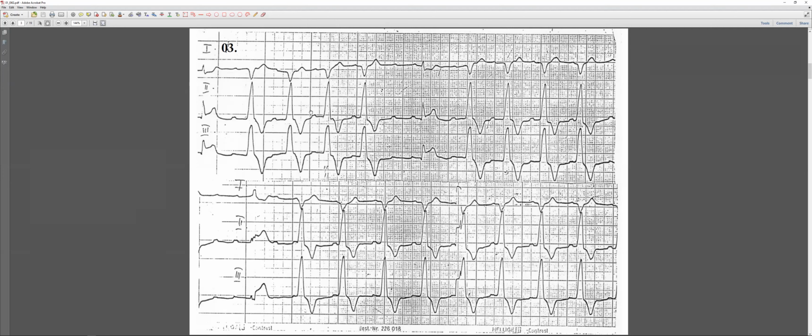Yes, we do have P waves. Okay, and are these P waves conducted? Yes, they are, in some cases, not all of them. Which are conducted and which are not conducted? Only one or two are conducted, because the rest are from the ventricles.